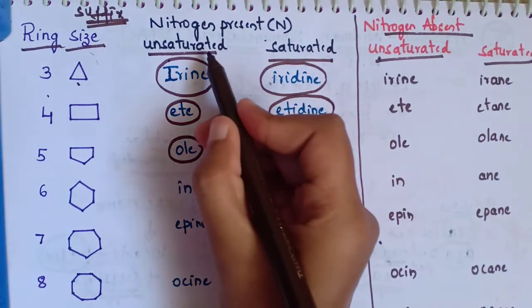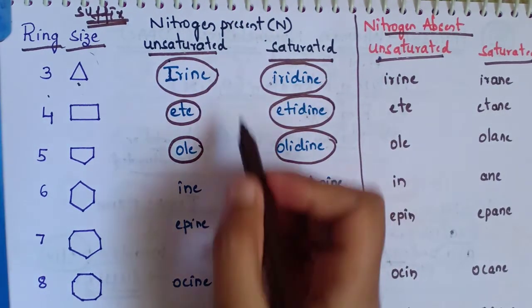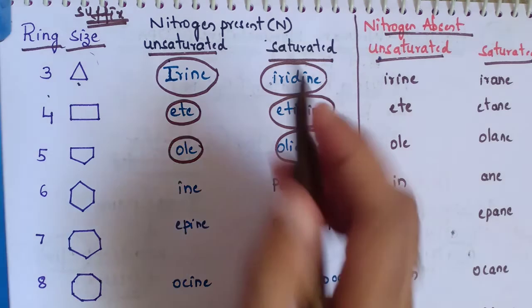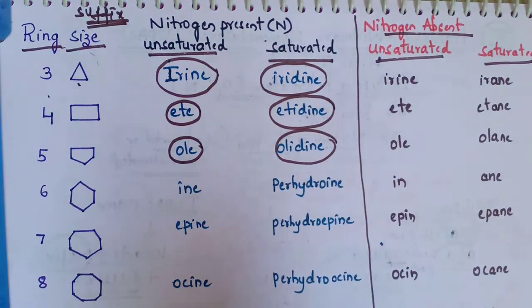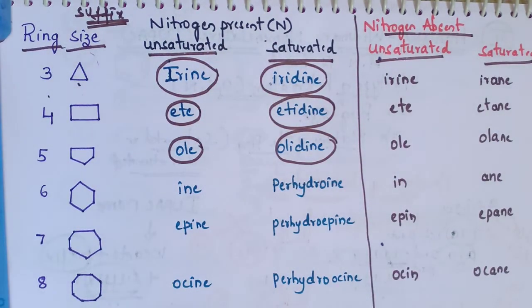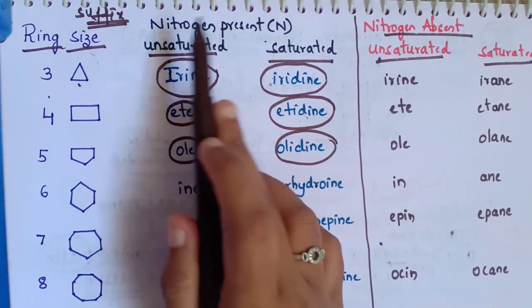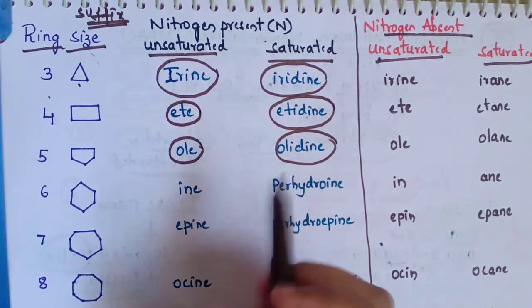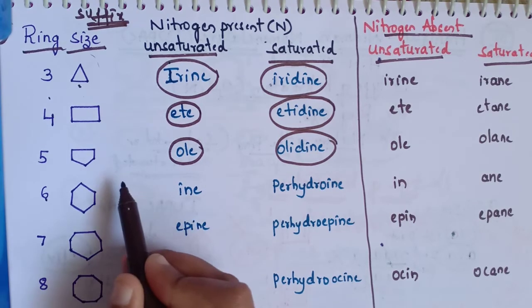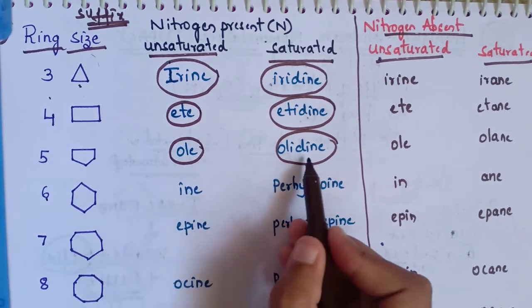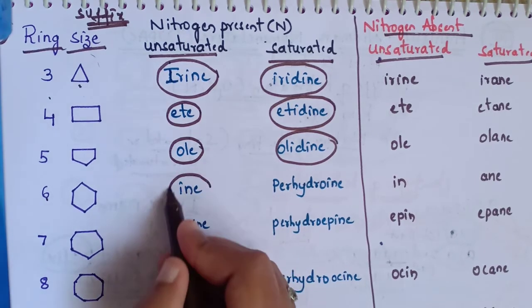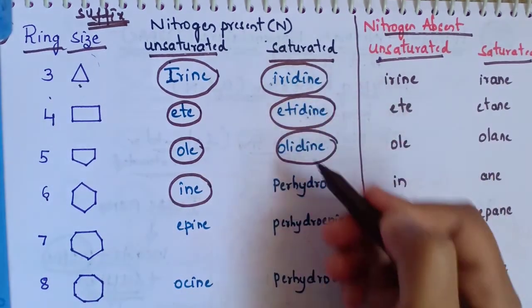The unsaturated column with nitrogen includes only nitrogen-containing compounds. In heterocyclic compounds it is very important to see whether nitrogen is present or not. The nomenclature totally depends upon the presence or absence of nitrogen. Here, when nitrogen is present and it is unsaturated, for the 5-membered ring it is ole and olidine, and for the 6-membered ring it is called ine.